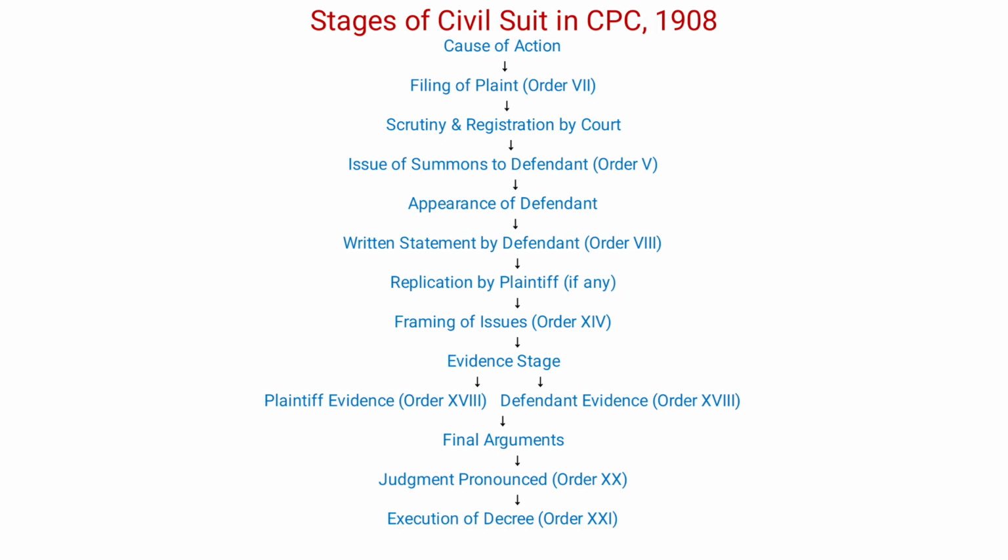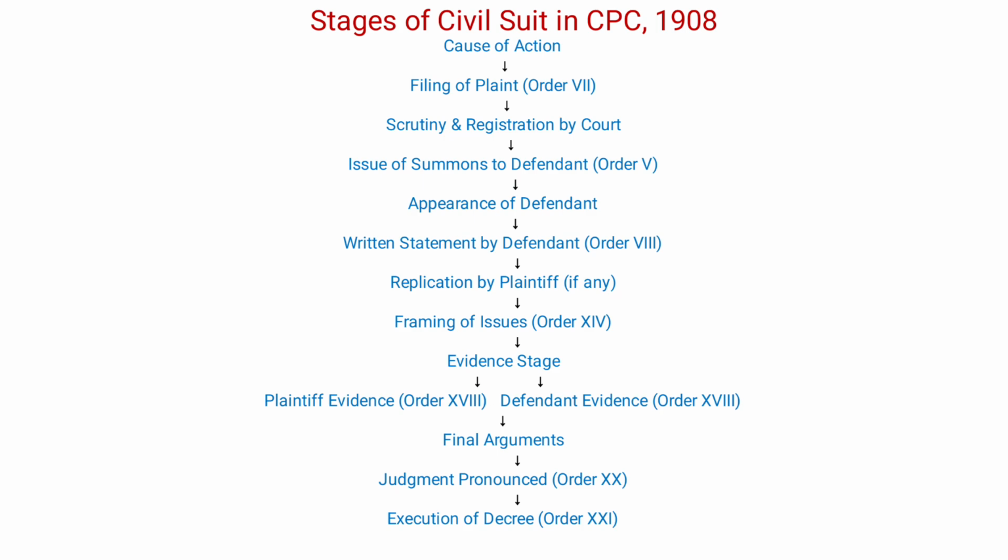Institution of any suit is started by filing a plaint. We all know that. In our example, A is the plaintiff who files a plaint against B. But what contents are to be mentioned in the plaint will be explained clearly in Order 7, Rule 1.